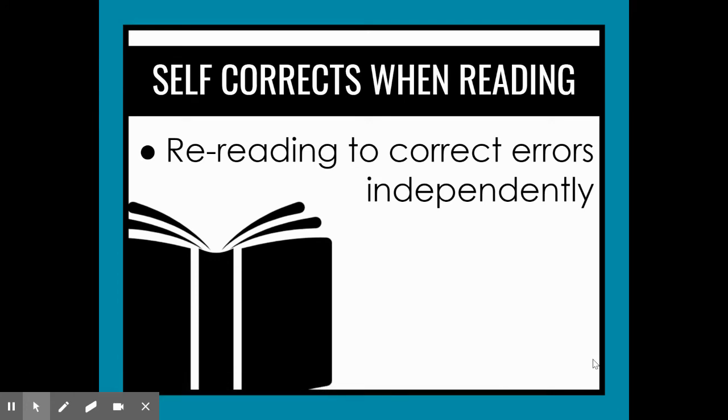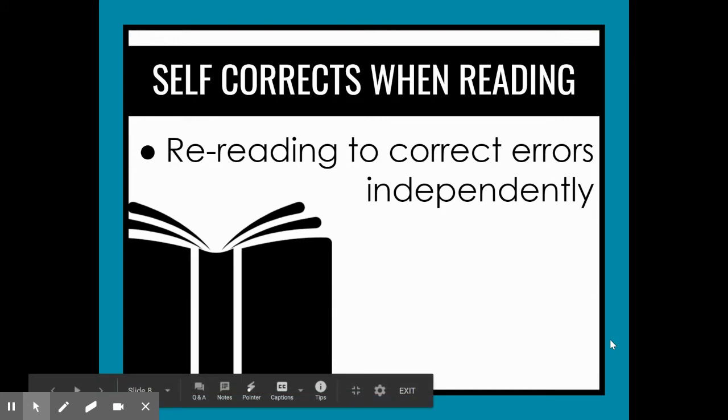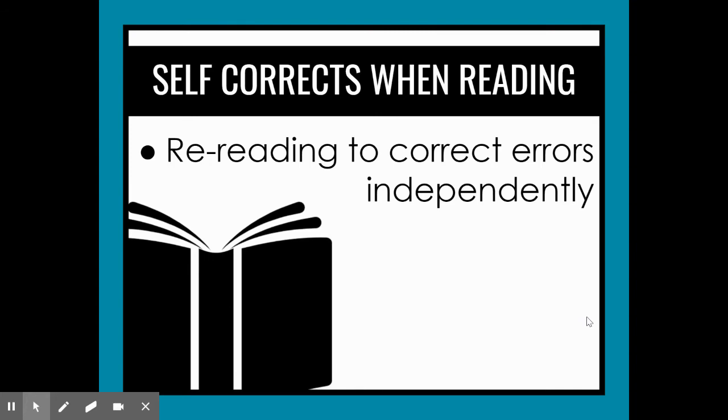Self-corrects when reading. So if a student makes a mistake, they can go back and correct their errors by themselves without having to be told, hey, let's go back and look at that sentence. So they should be able to self-correct when they hear mistakes reading.